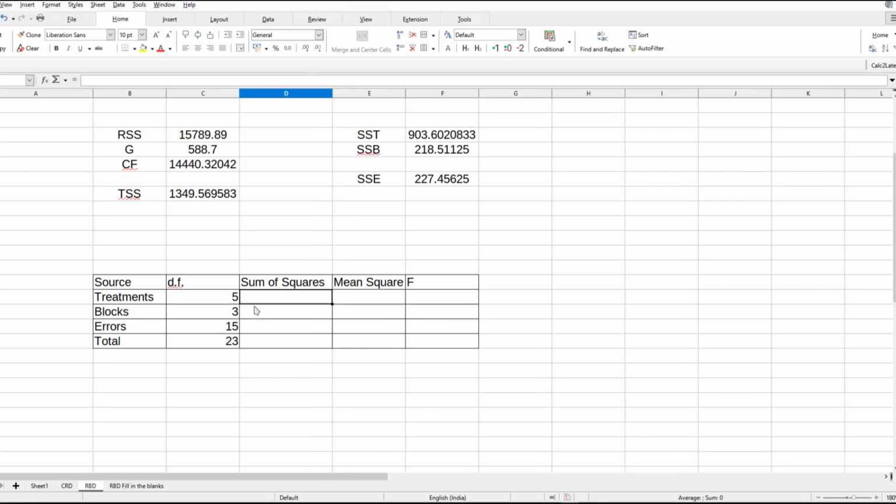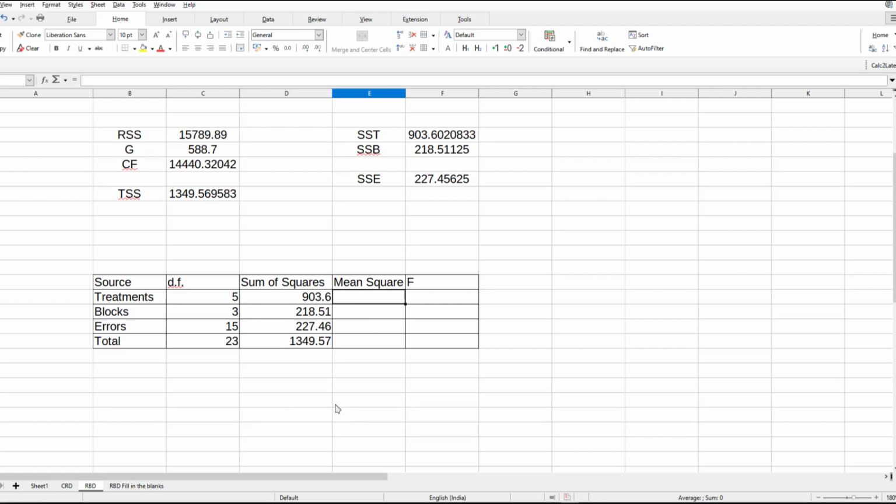So I will write it down. The sum of squares due to treatment is 903.60, right? Sum of squares due to block is 218.51, right? Sum of squares due to error is 227.46, and the last one, the total sum of squares, is 1349.57. I have rounded to 2 decimal places. This is the sum of squares.